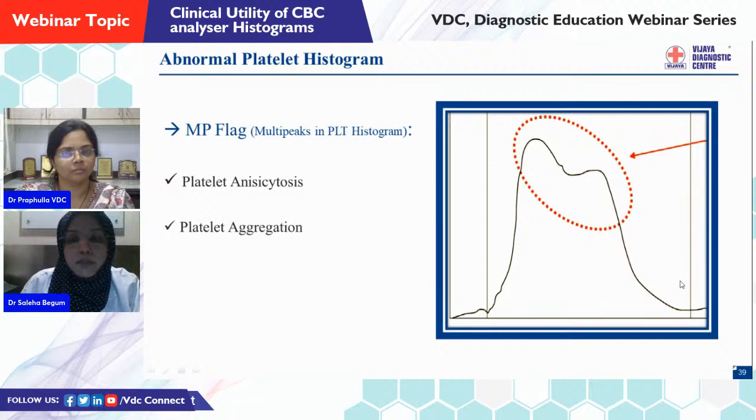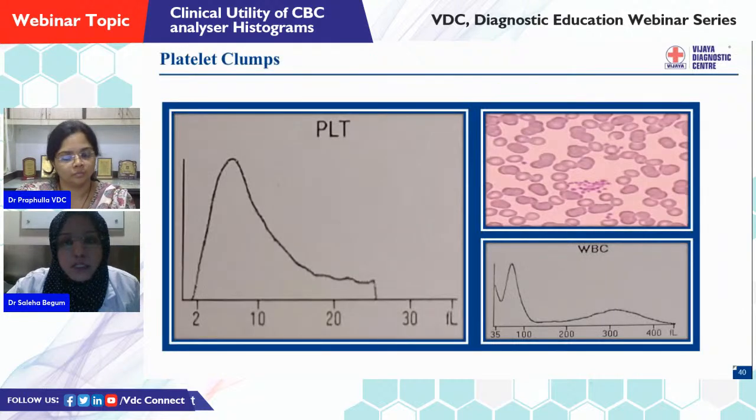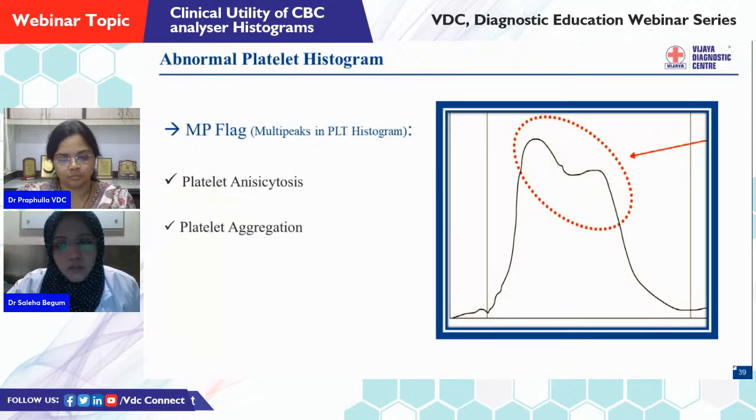Here you can see multiple peaks. The graph is showing two peaks, like what we have seen in the RBC histogram, that represented a dimorphic population. But in the case of a platelet histogram, it represents only platelet anisocytosis. Suppose there is destruction happening inside the patient's blood, platelet destruction happening, and simultaneous production of platelets, or maybe in cases of dengue fever infection, there is platelet transfusion. So that also creates such types of peaks. We have to keep that in mind. And apart from that, platelet aggregation also causes such types of graphs.